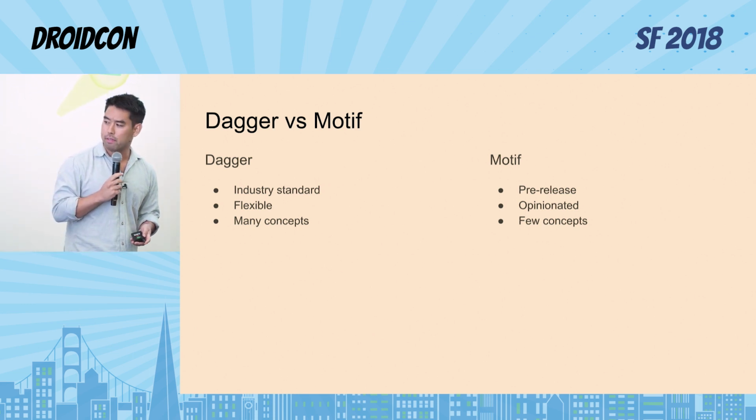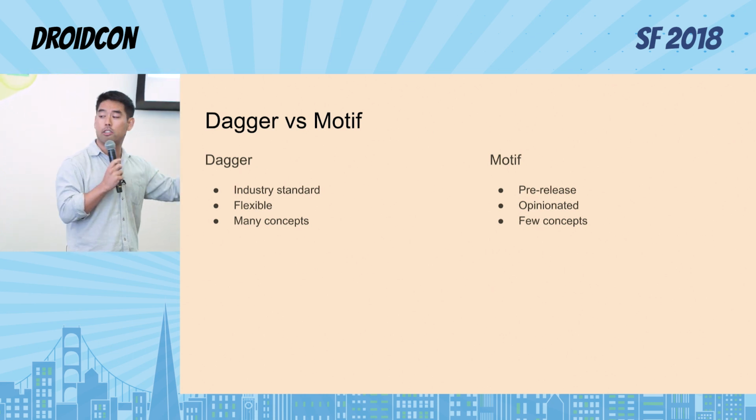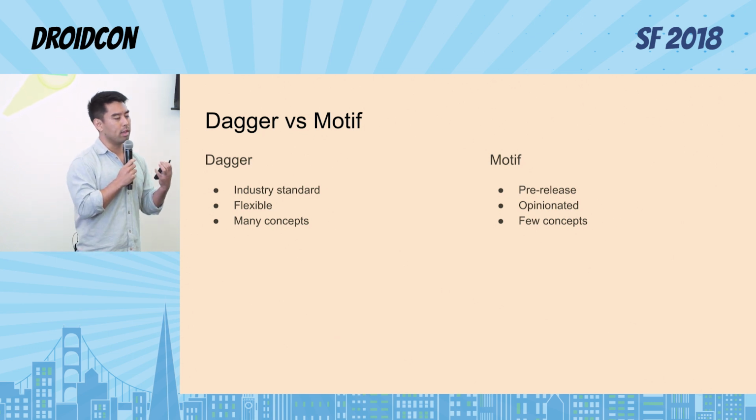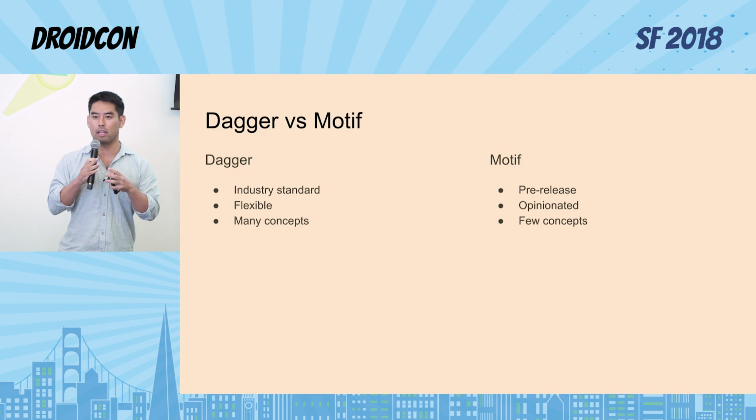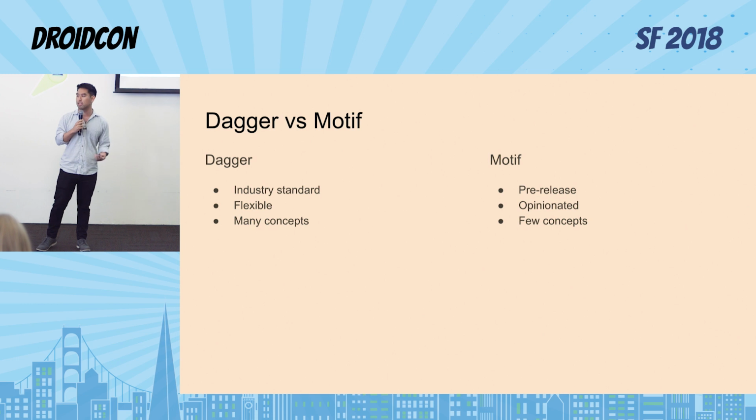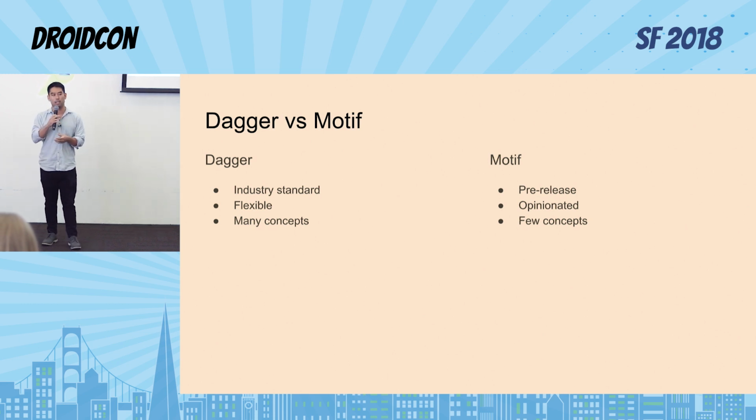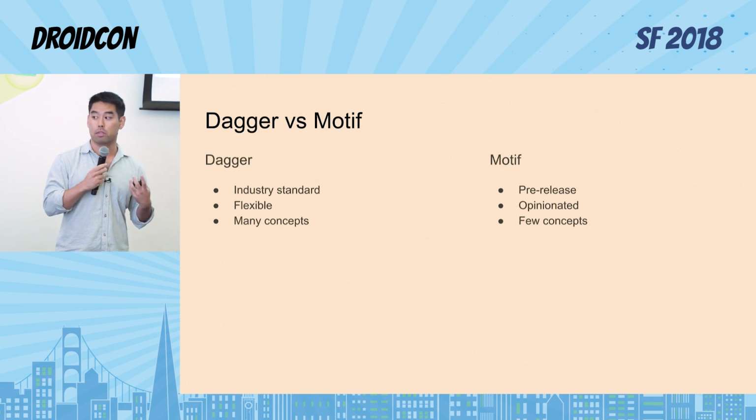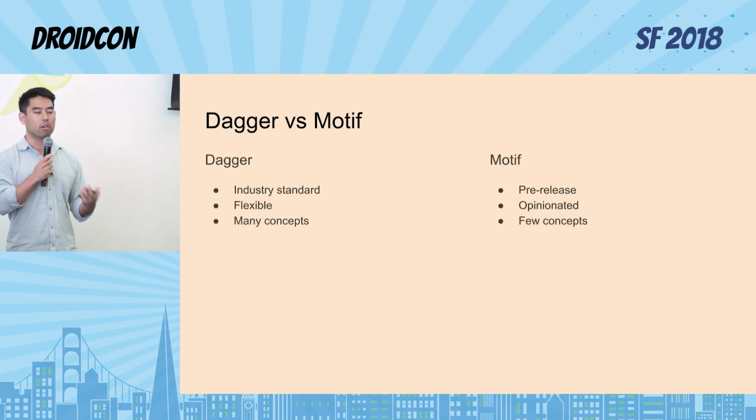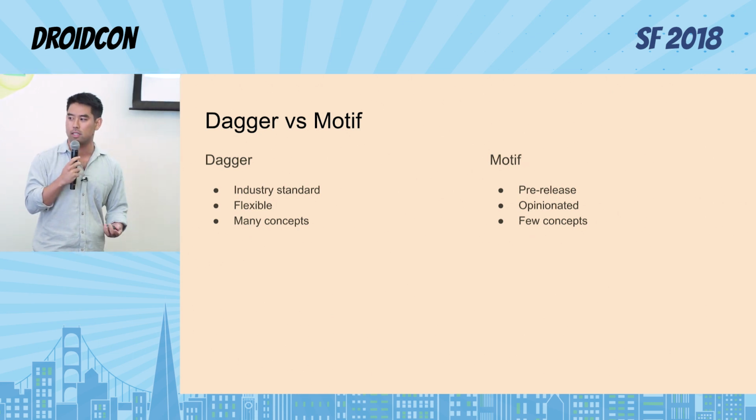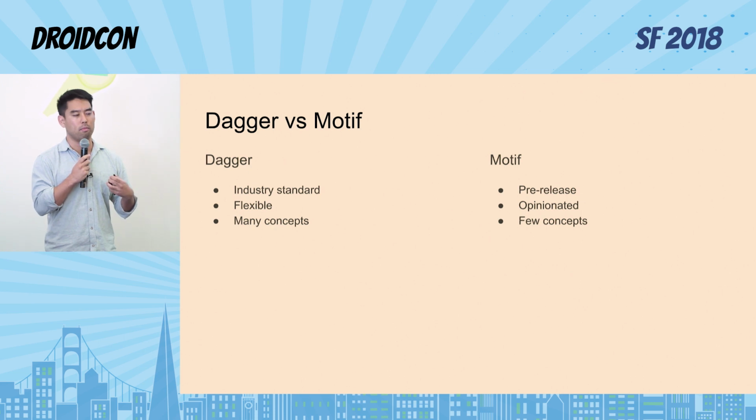A second point on Motif is that, in contrast to Dagger's flexibility, Motif is an opinionated framework. We have targeted a narrow set of use cases as opposed to trying to solve all the patterns under the sun. Because of that, we've been able to design an API that's highly optimized for those use cases. That results in many fewer concepts for the developer to understand, because we're not trying to solve all the use cases that Dagger does, and just a slimmer and more intuitive API.